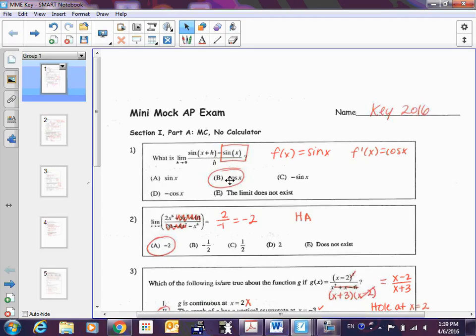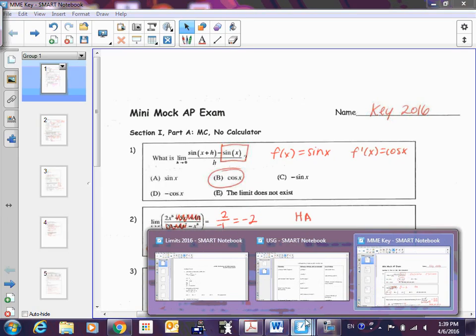That noise should happen every single time you see limit as h approaches 0. Because we are not going to treat these like regular limit problems. Does anybody remember what these really are? It's the definition of derivative formula.